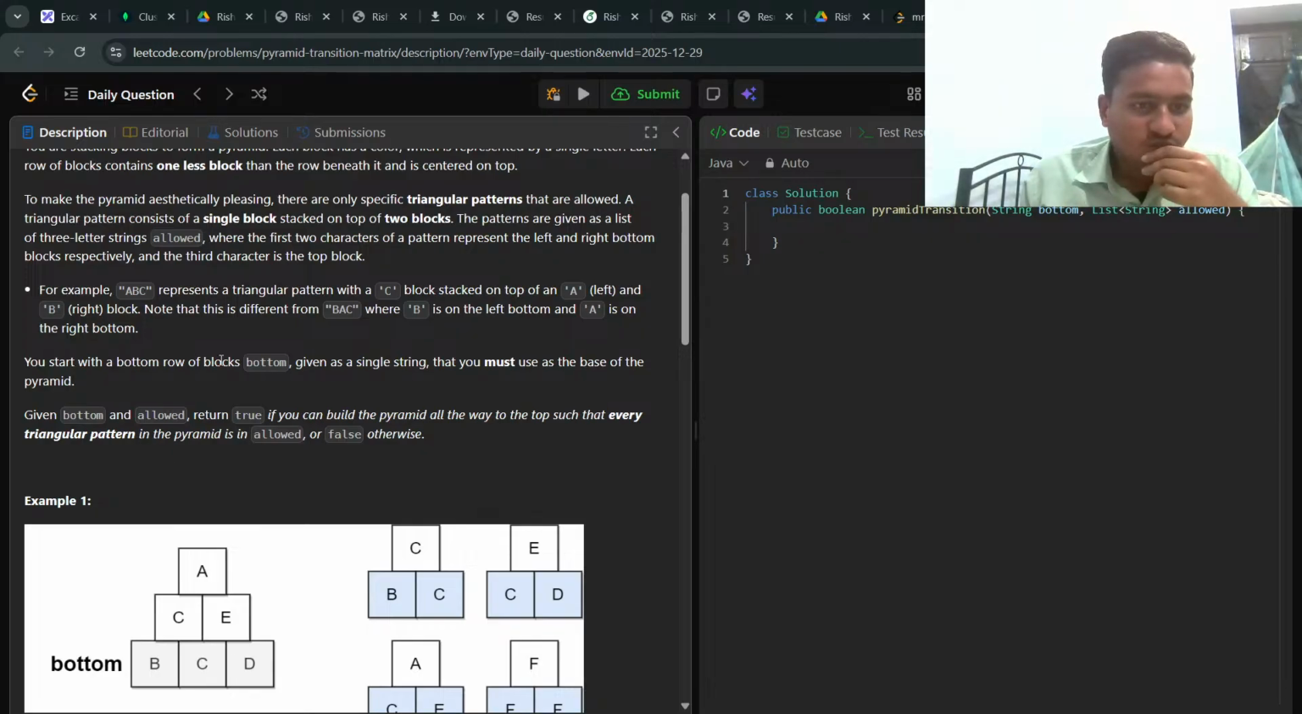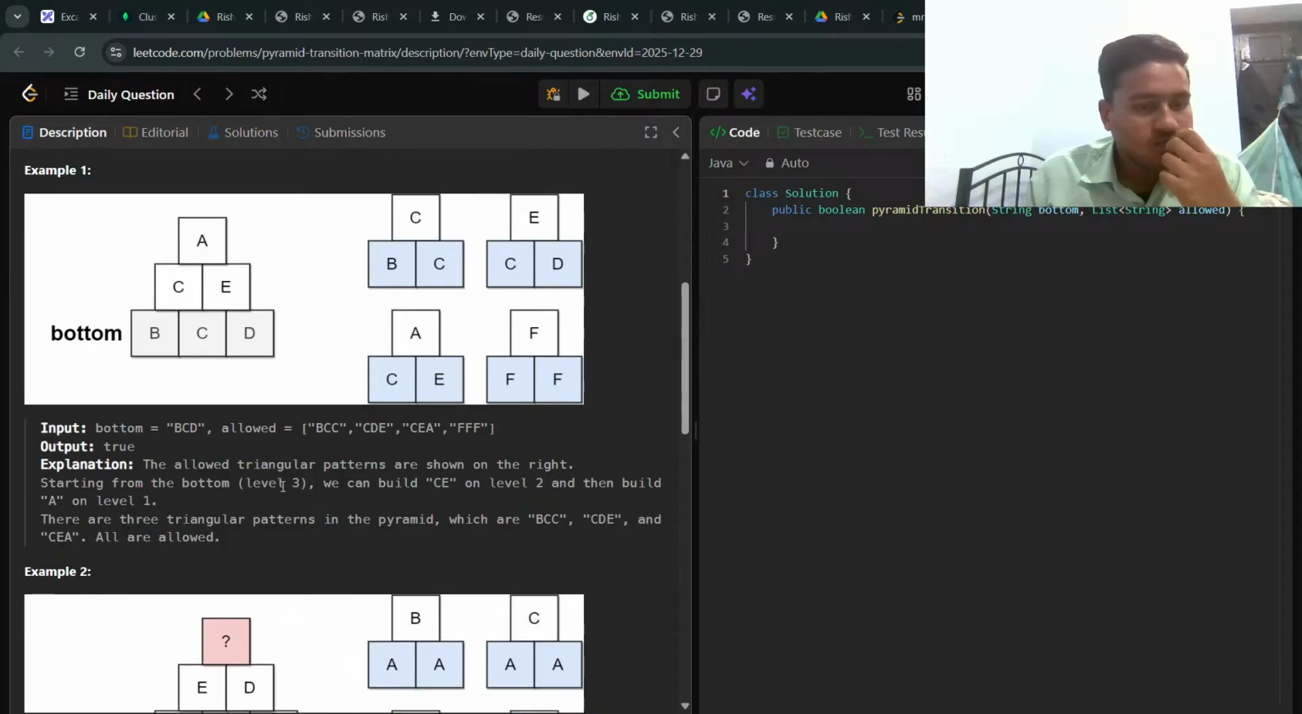You start with the bottom row of blocks, given as a single string that you must use as the base of the pyramid. You start with the bottom row, BCD.